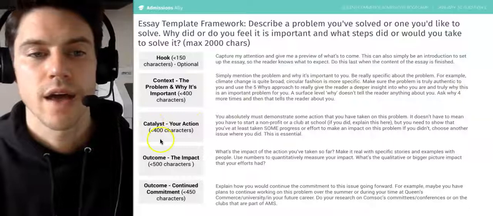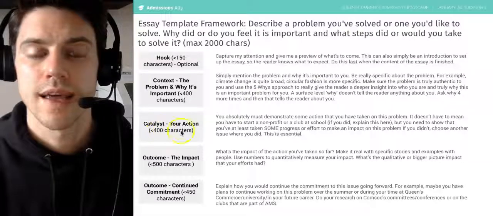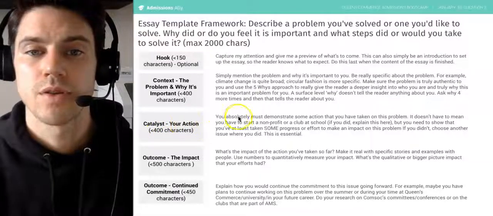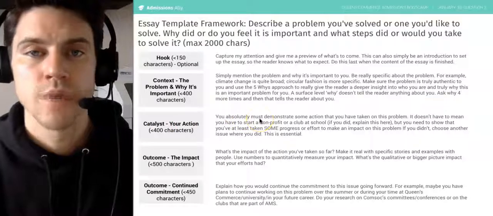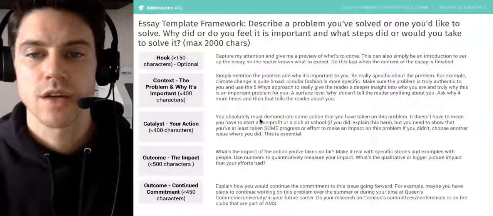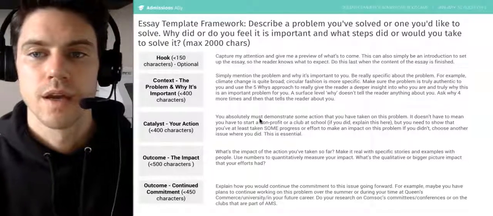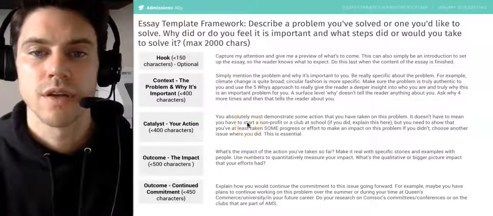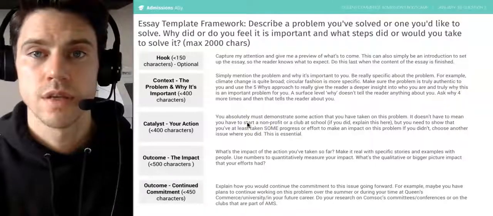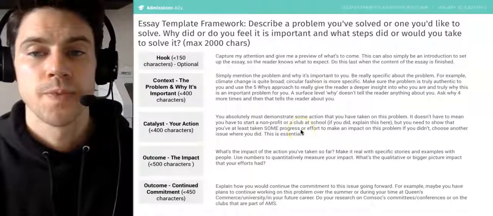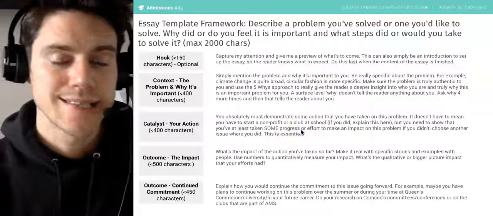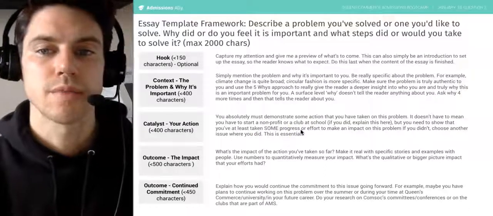So after that, you have a 400 character catalyst paragraph where you talk about some action. You must have taken some action on this problem. If you haven't, then you have to choose another problem. It doesn't mean that you have to have started a nonprofit or a club at school. If you did, that's where you explain this here. But you have to demonstrate at least some progress towards making an impact on this problem.